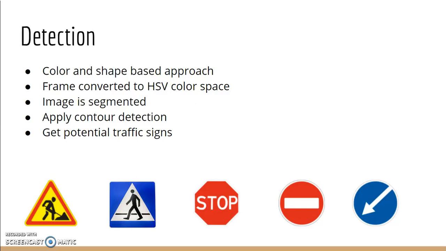When we read a frame in the program, we convert the frame to HSV color space, then we segment the image. We apply a contour algorithm to detect the potential traffic signs. And after we get the potential traffic signs, we crop them and they are ready to be passed through the network.